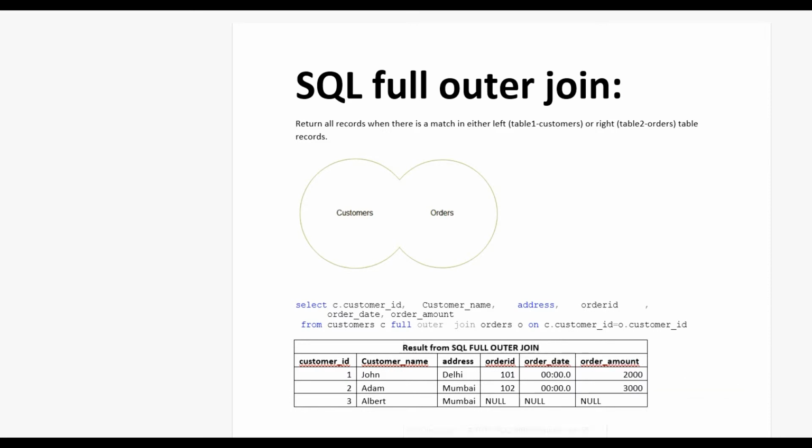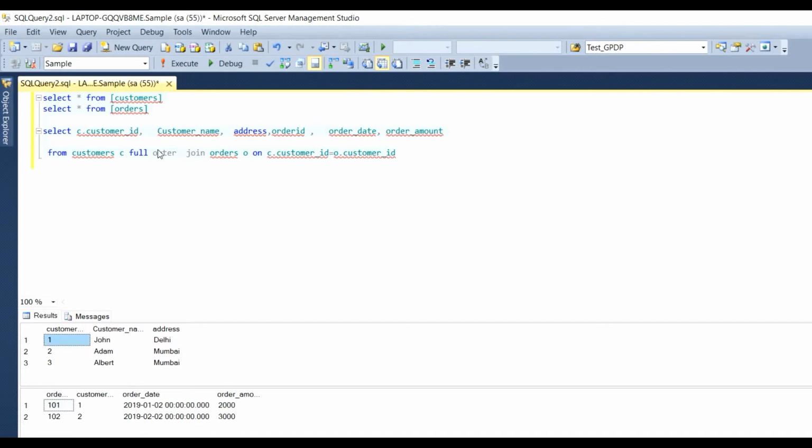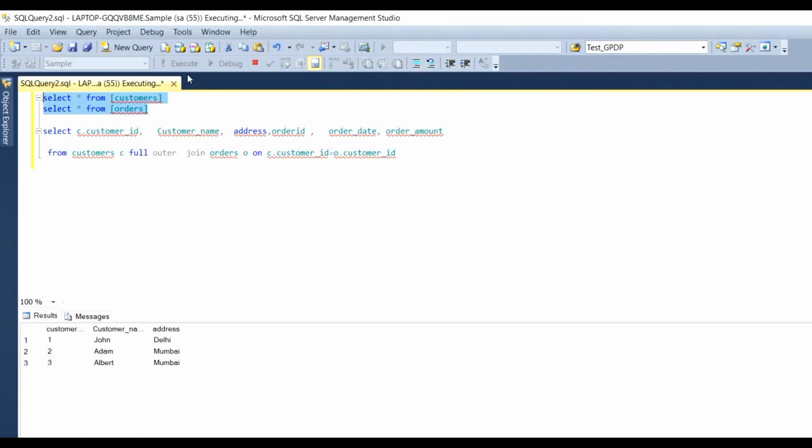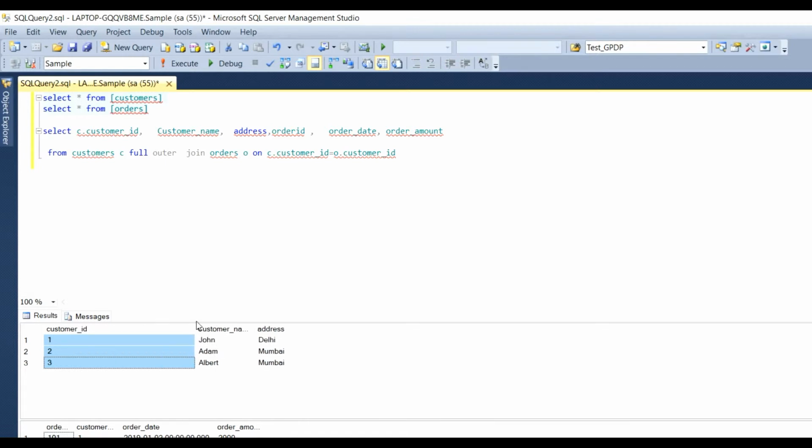Let us understand. First, select from the two tables: from customers and from orders. There are three customers' details here, and from orders, there are two orders from two customers who are in the customers table.